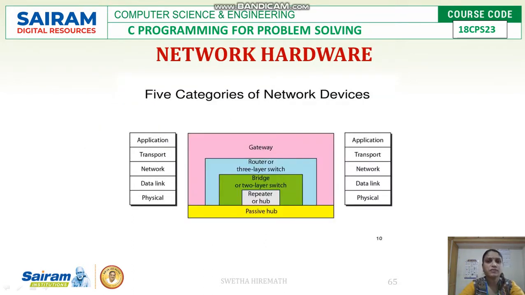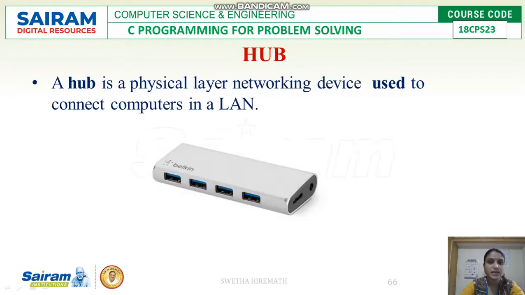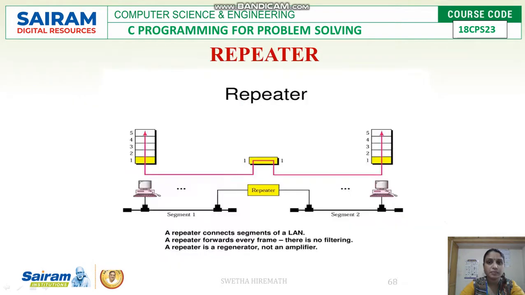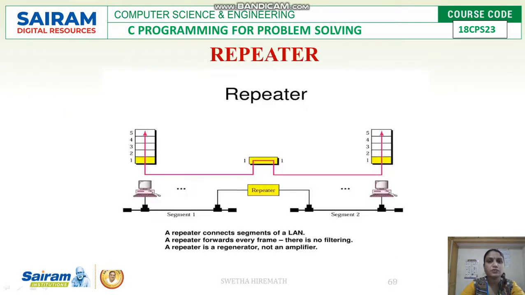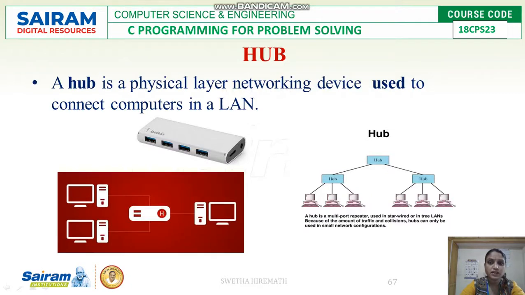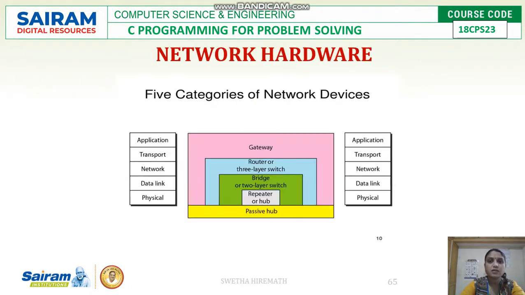Coming to network hardware. We have some network devices which make this connection possible, and we can share information as well as resources. So what are those network devices? We have different types of network devices like hub, repeaters, switch, routers, and bridge. All these are used in order to connect the computer networks.